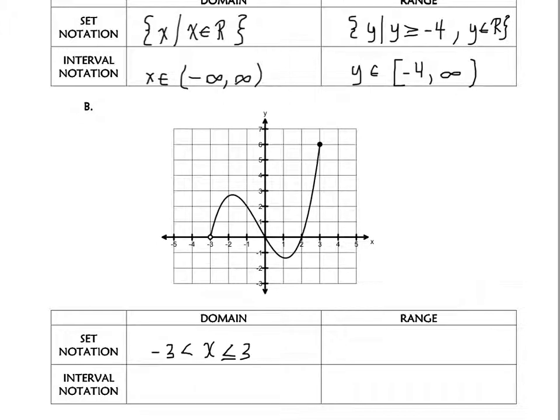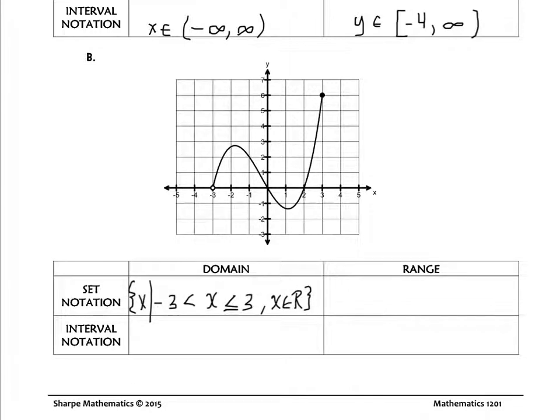And you would have, in set notation, your curly bracket, x such that, and this is continuous data here, so it'll be all real numbers. And your interval notation for that domain would be x belongs to negative 3 as your left endpoint, positive 3 as your right endpoint. You would include positive 3, the right endpoint, but not negative 3. So round bracket around negative 3, square bracket or closed bracket around 3.